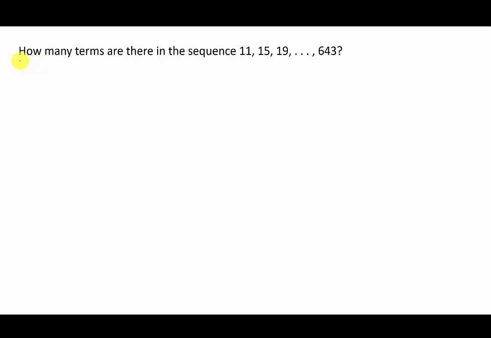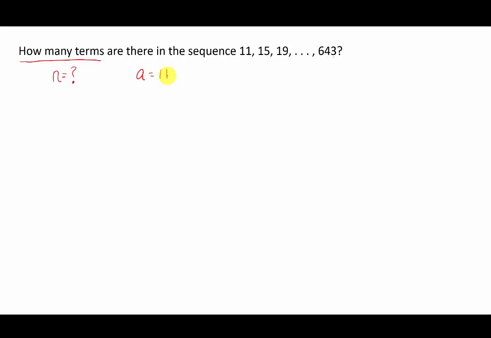Okay? Okay, let's look at another example. This one actually asks us how many terms. So they're asking us to find how many terms. They didn't give it to us, and so n in this case is unknown. We don't know what n is. But we're asked how many terms are there in the sequence 11, 15, 19, and then we would keep going until we got to 643. Okay, so A is 11.